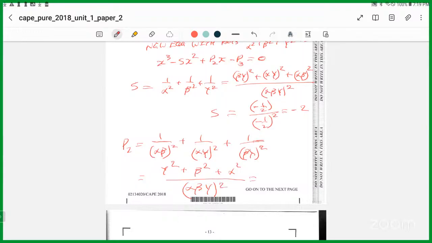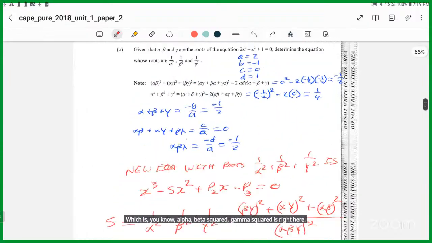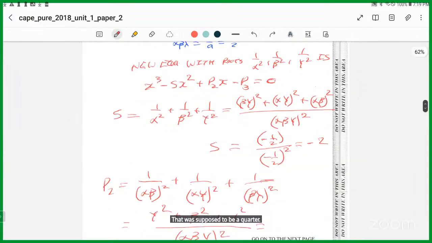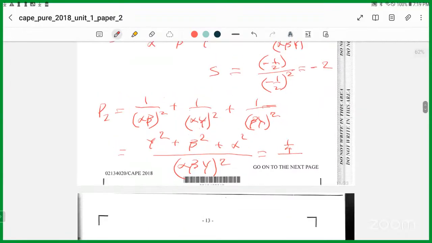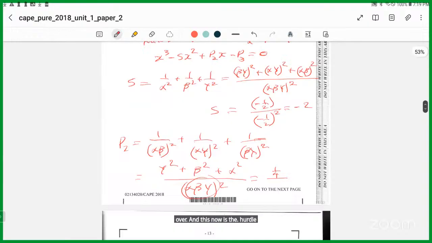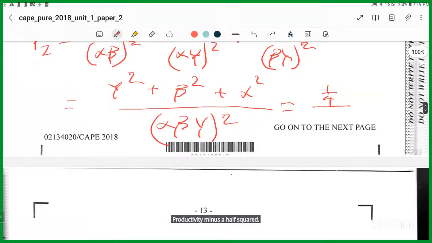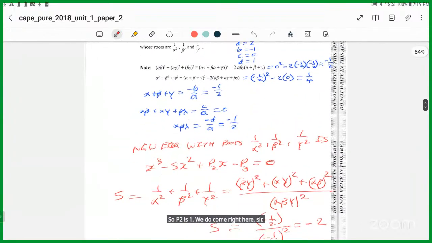Which is, now alpha squared, beta squared, gamma squared is right here. That works out to be a quarter. That's a quarter over, and this now is the product of the three roots squared. The product of the three is minus a half, squared. It's a quarter. So a quarter over a quarter is 1. So P2 is 1. So P2 coming right here is 1.